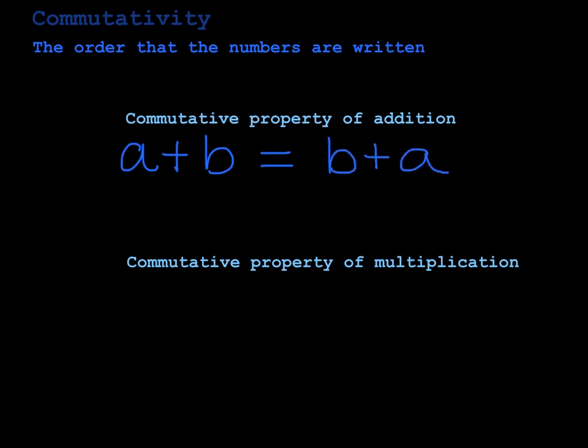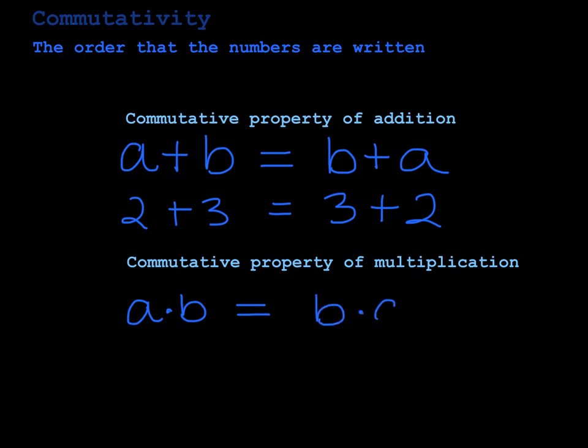That's always true, right? 2 plus 3 is 5. 3 plus 2 is still 5. It doesn't matter what order I write it in. The commutative property of multiplication is the same thing with multiplying. So if I multiply a times b, that's the same thing as multiplying b times a. 6 times 2 is the same thing as 2 times 6. It doesn't matter. The order does not matter in addition and multiplication.